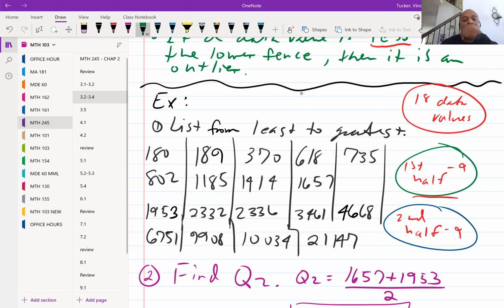I guess I could read them: 180, 189, 370, 618, 735, 802, 1185, 1414, 1657, 1953, 2332, 2336, 3461, 4668, 6751, 9908, 10,034, 21,147. All right.